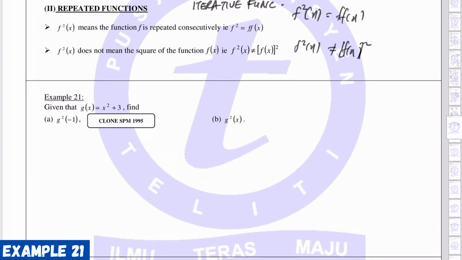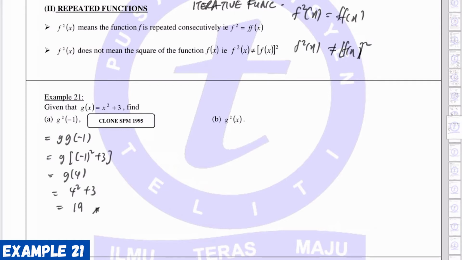Okay, let's go straight to one example. So in example 21, you're given g(x) equals to x squared plus 3. And I want to find g2(-1). g2(-1) simply means g(g(-1)). So we put negative 1 inside g first. So in this case, you get negative 1 squared plus 3. Okay, negative 1 squared is 1. 1 plus 3 is 4. So this is g(4). Now, g(4) means we put 4 inside g again. So 4 squared is 16. 16 plus 3, 19. Okay, not that difficult, right?